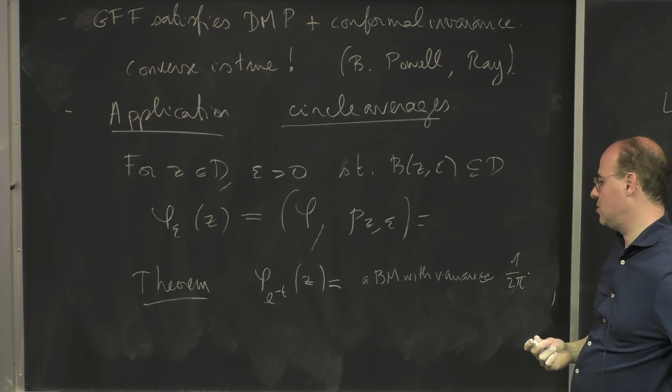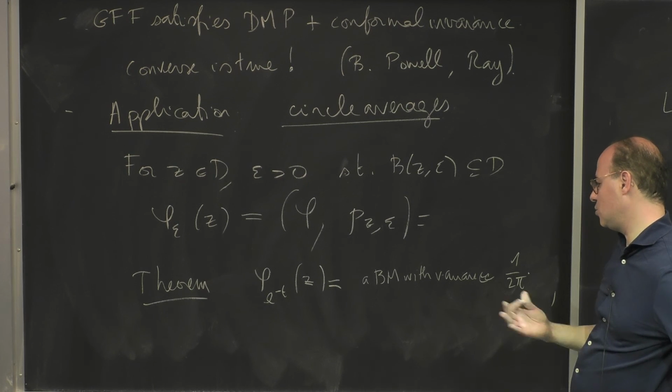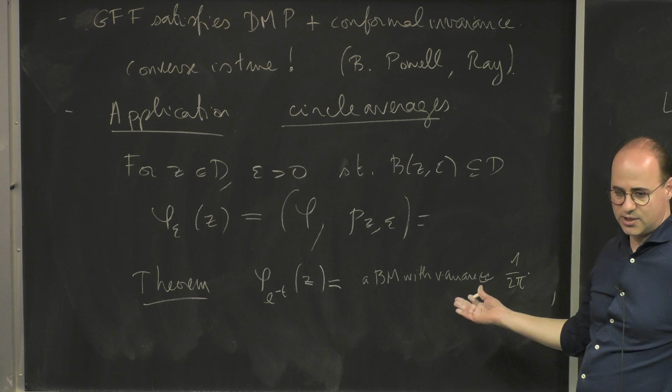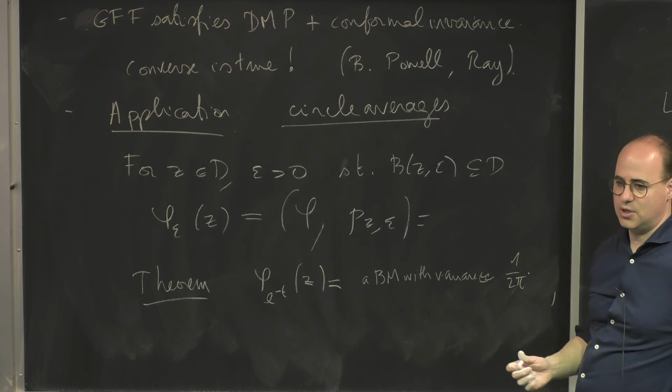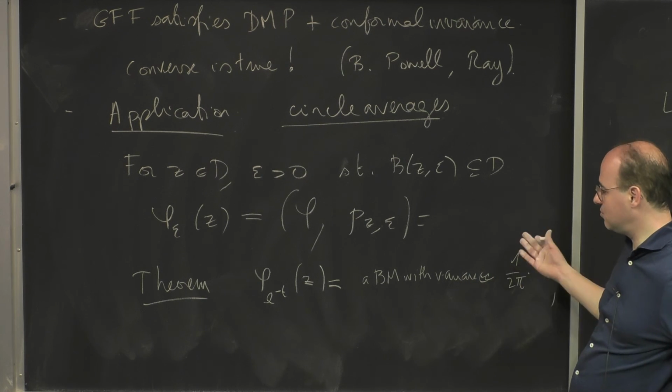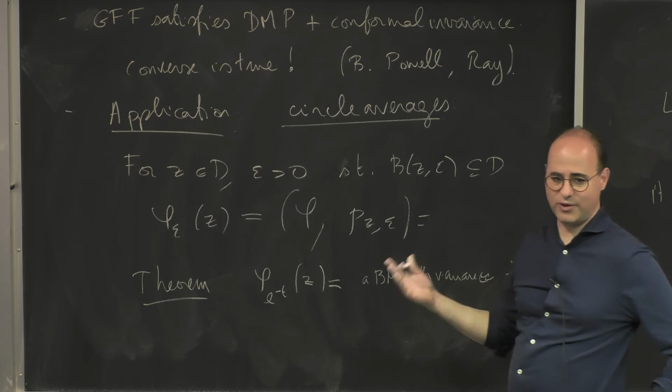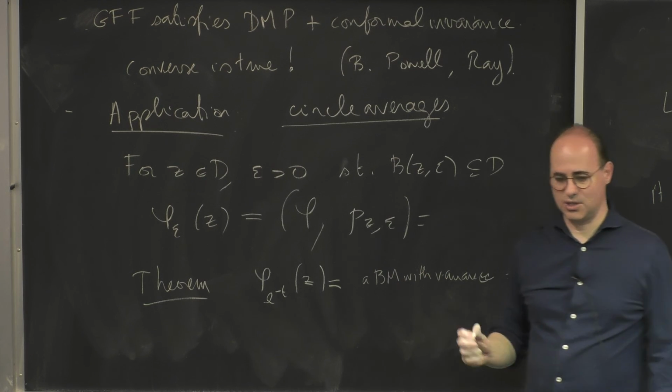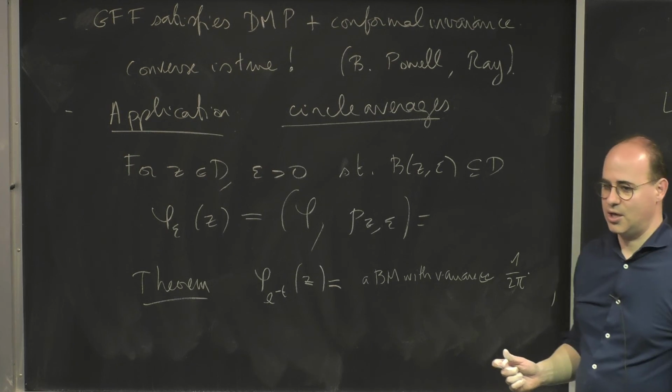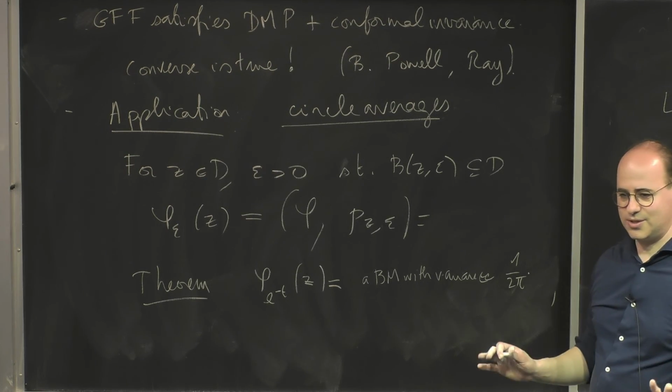And the fact that it's Gaussian tells you that therefore it has to be a Brownian motion and centered. And you just have to identify the variance, but we know how the variance locally blows up, so it's quite easy to do that. Okay, I guess that's good for today.